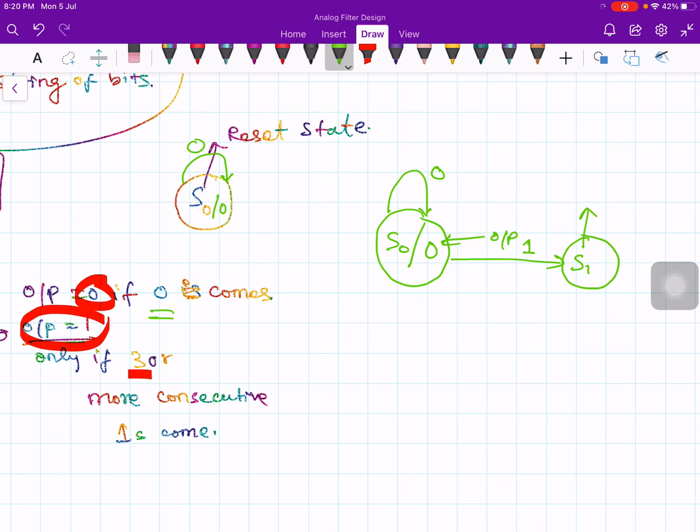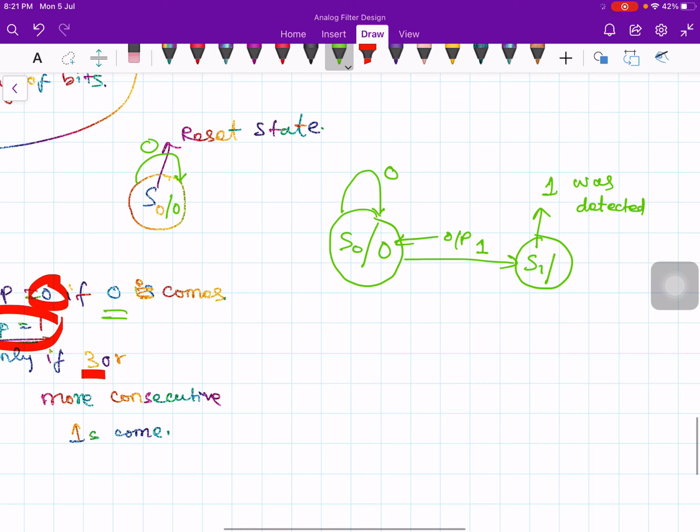S1 indicates what? It detects a single one. If the input is 1, it goes to state S1 to indicate that a 1 was detected. But what is the output? Again output is 0. So this is the output, and S1 means 1 was detected.